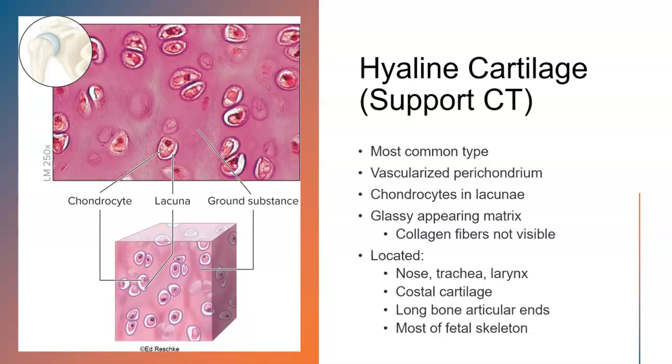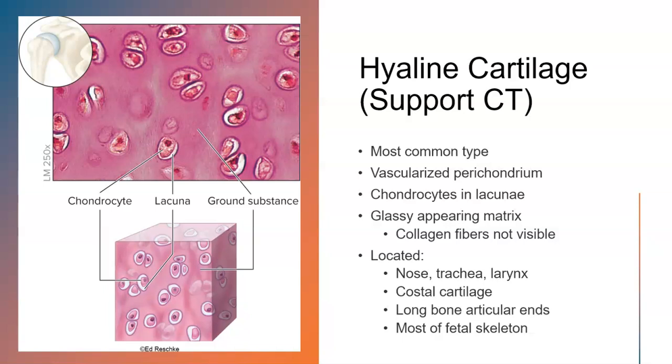Now, the way I always tell my students to identify this is, well, let's look at what we've got here. We've got little spaces. Those are your lacunae. The little things inside those spaces are your chondrocytes. So chondrocytes in lacunae. Well, that's really not going to help us identify the different types of cartilage because all cartilage has chondrocytes in lacunae.